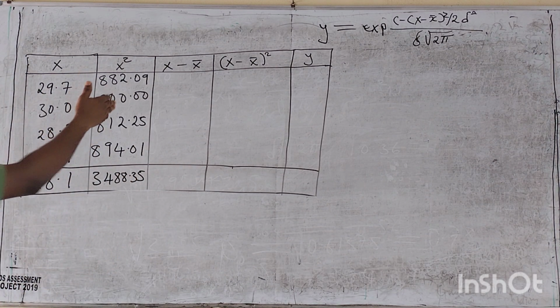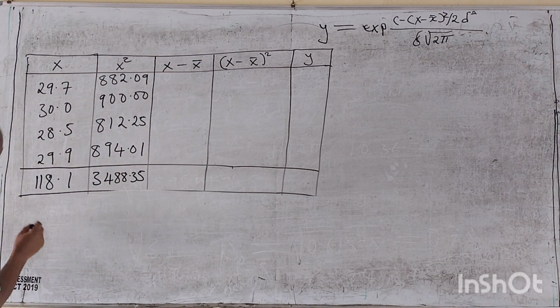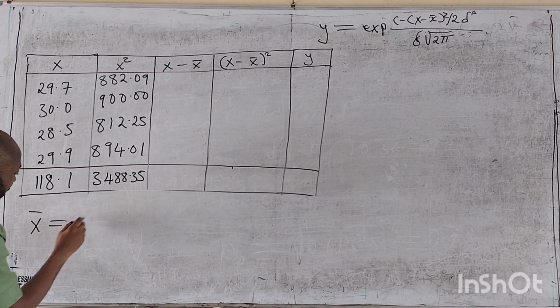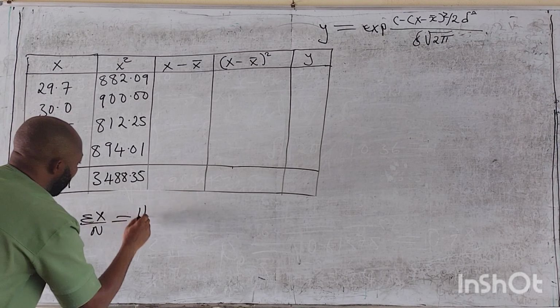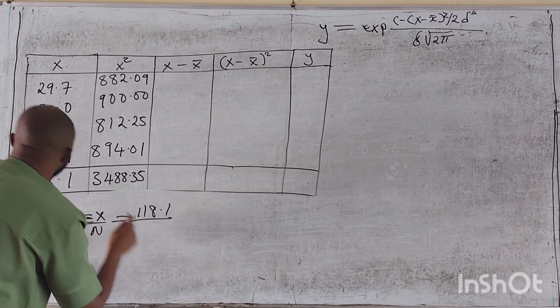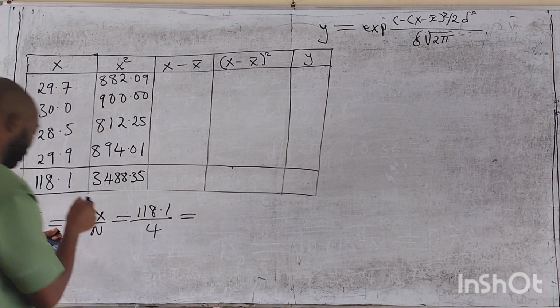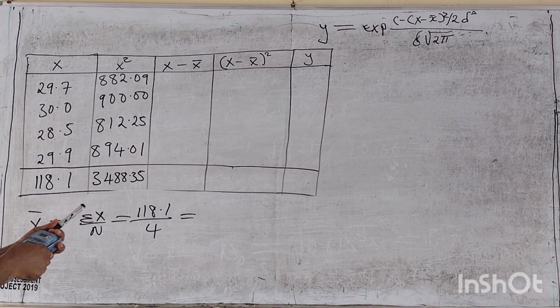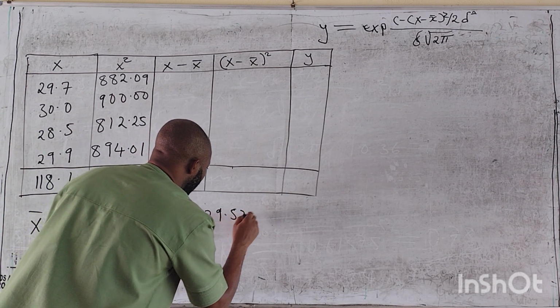So we have to now subtract the mean from our x, so we have to know what our mean is. X bar is the summation of x over n, which is 118.1 over 4, since we have 1, 2, 3, 4. 118.1 divided by 4 is equal to 29.525.